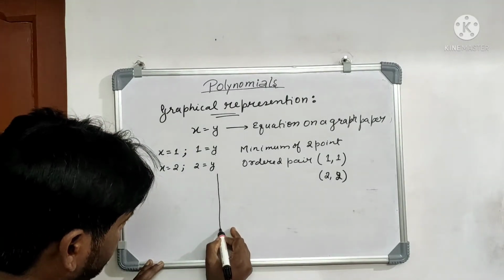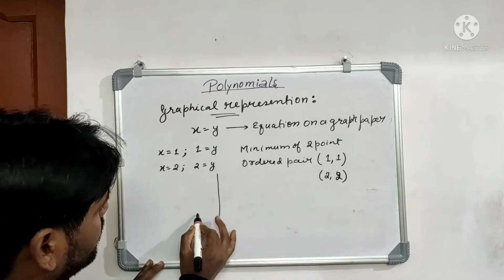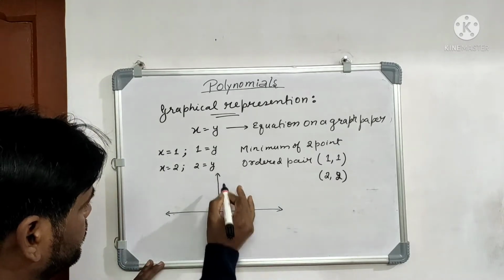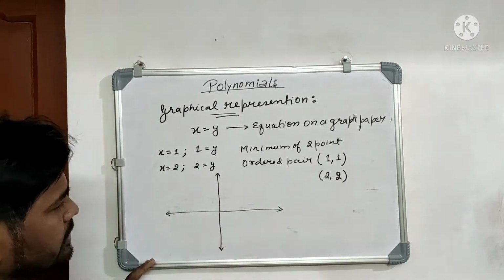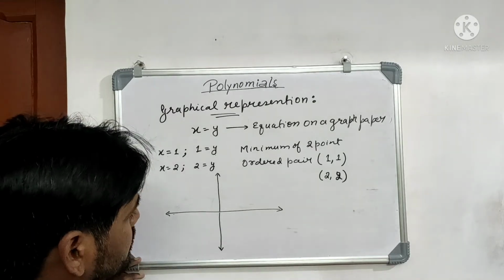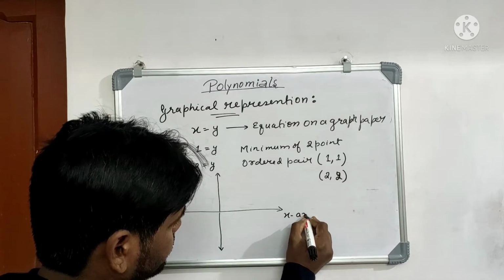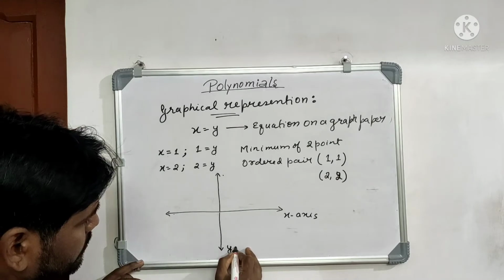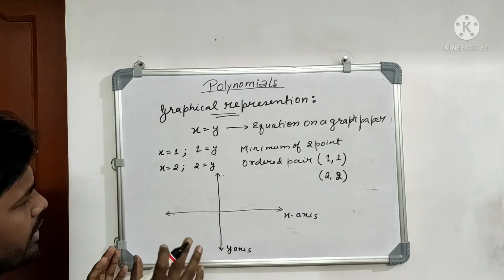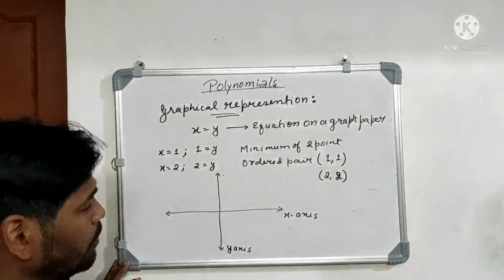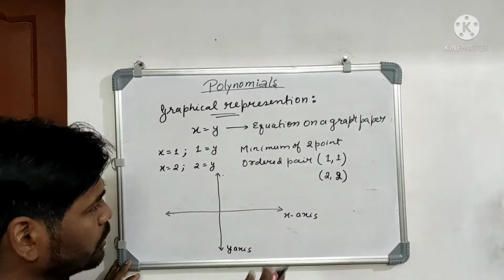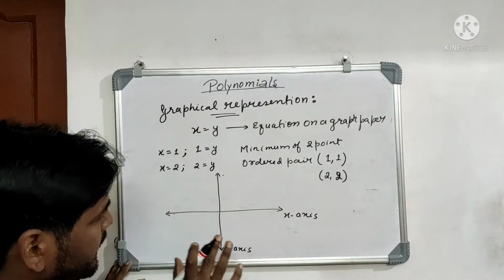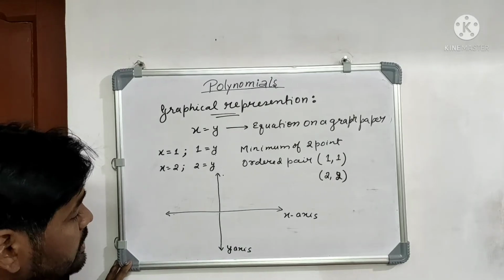Let's say I am trying to represent this on a graph. These are the axes. The horizontal axis is known as the x-axis. The vertical axis is known as the y-axis. This is the coordinate system where we are going to represent these points. So representation of these points is done in this planar representation.